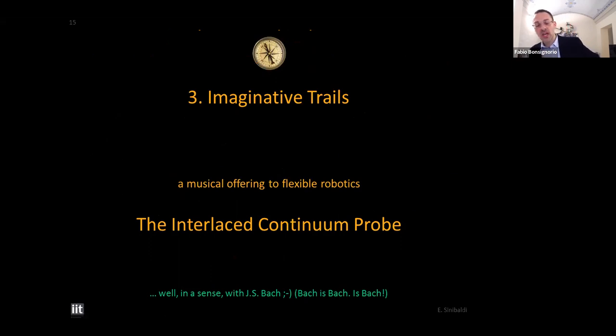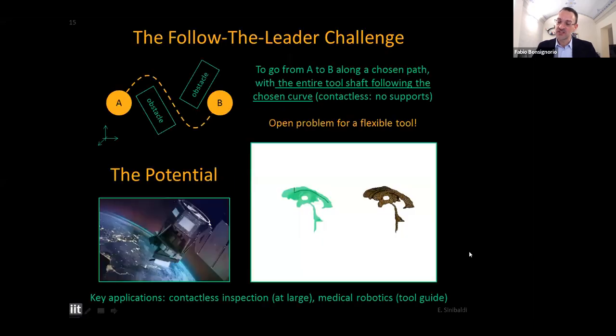And here we come to the last story. That's the crazy one, as I anticipated. And that's the story of the interlaced continuum probe. In a sense, I'm here acknowledging Johann Sebastian Bach, because truly this was a kind of musical offering to flexible robotics. I hope that our humanities listener may appreciate this.